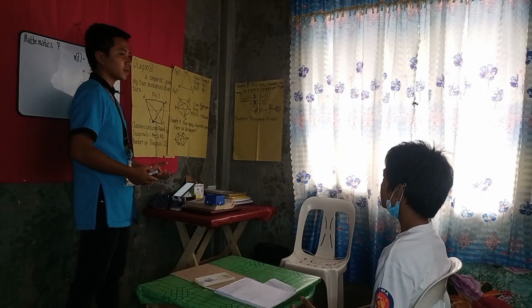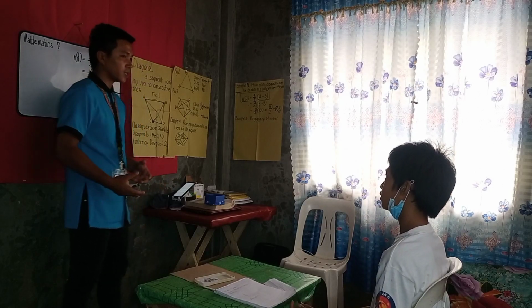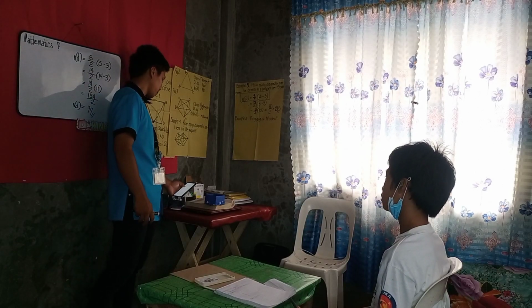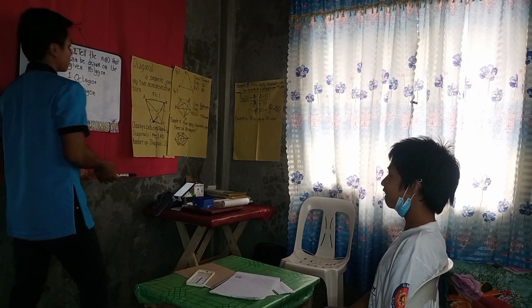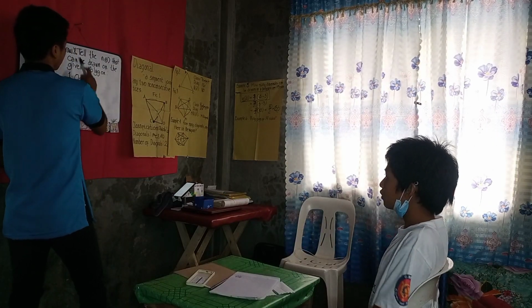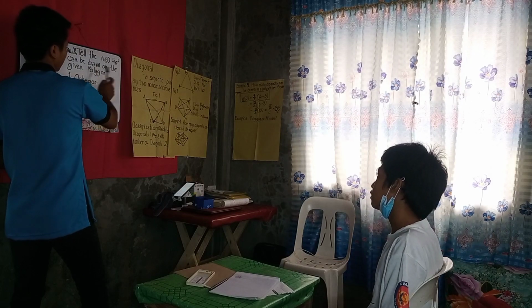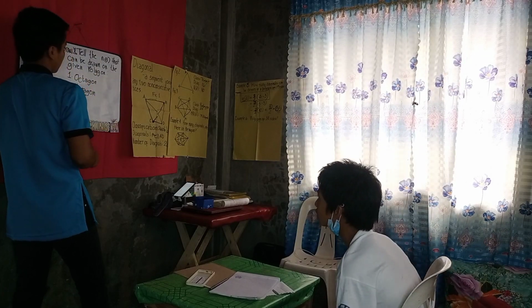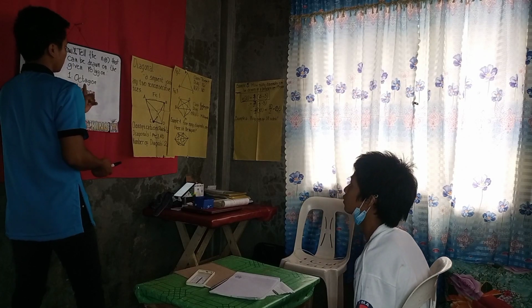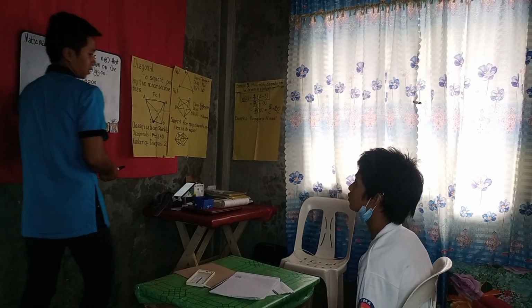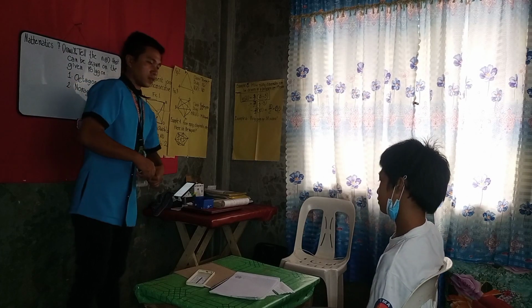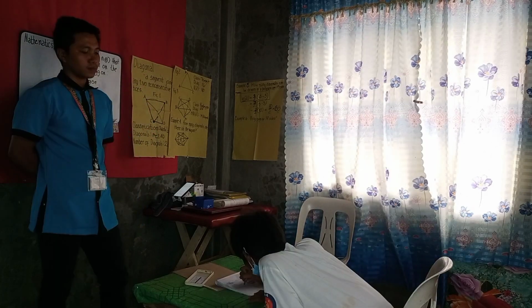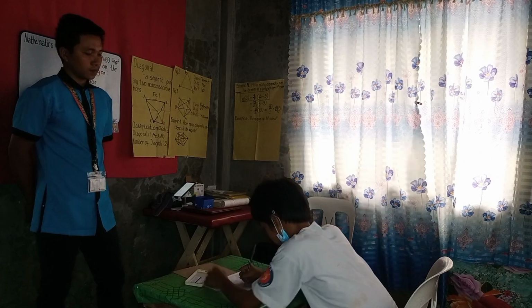May katanungan? None, sir. Okay, if there is no question, then let us have an activity. The activity that you're going to do is you need to draw and tell the number of diagonals that can be drawn on the given polygon. So, yung mga given polygon natin ay yung octagon at ang nonagon. Is that clear, class? Okay, so you can now start. Dali lang ba siya, class? Very good.